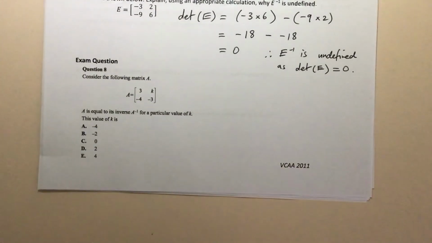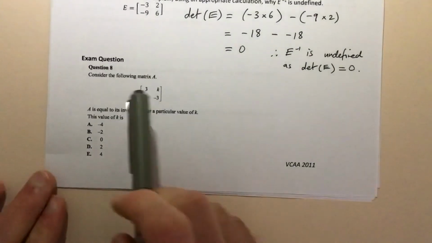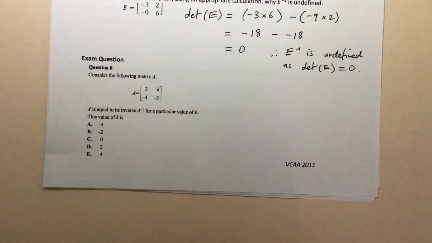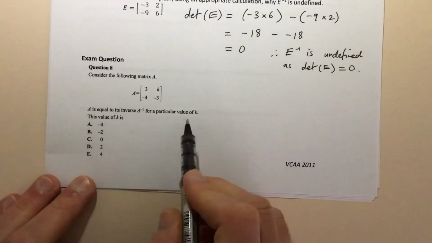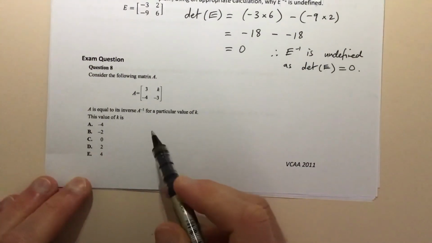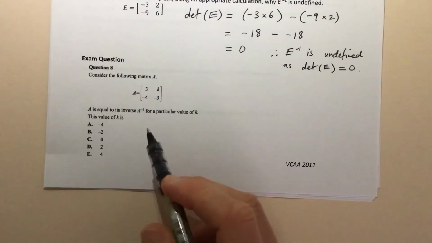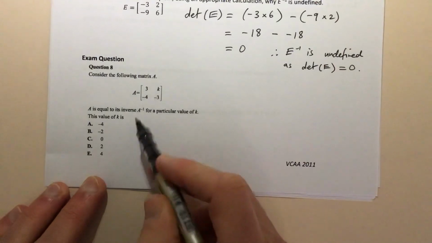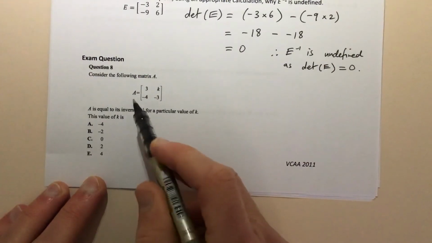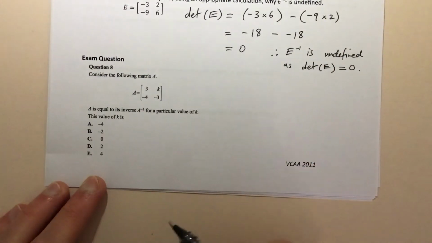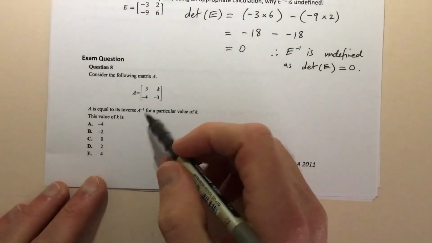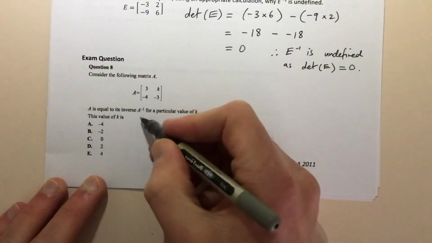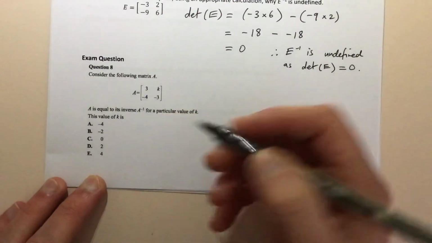All right, lucky last here, this exam question. We've got a matrix A with the following elements, but one of them is missing. We've got this K, and it says that A is equal to the inverse of A for a particular value of K. There's a couple of ways we could tackle this one, but what we're essentially being asked to do is get this matrix so that the inverse and the original will be the same thing. So let's try it without a calculator and work out what the inverse would look like.